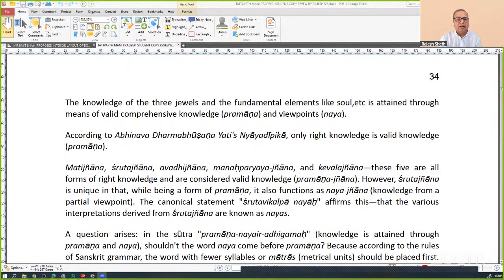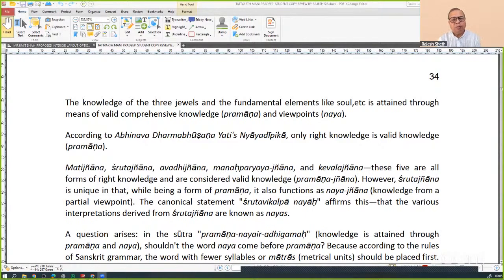These 5 are Mati Gyan, sensory knowledge; Shrut Gyan, scriptural knowledge; Avadhi Gyan, clairvoyance knowledge; Manahparyay Gyan, telepathy knowledge; and the last, Keval Gyan, omniscience knowledge. These 5 are all forms of right knowledge and are considered valid comprehensive knowledge, Praman Gyan. However, Shrut Gyan is unique in that while being a form of Praman, it also functions as Naya knowledge from a partial viewpoint.